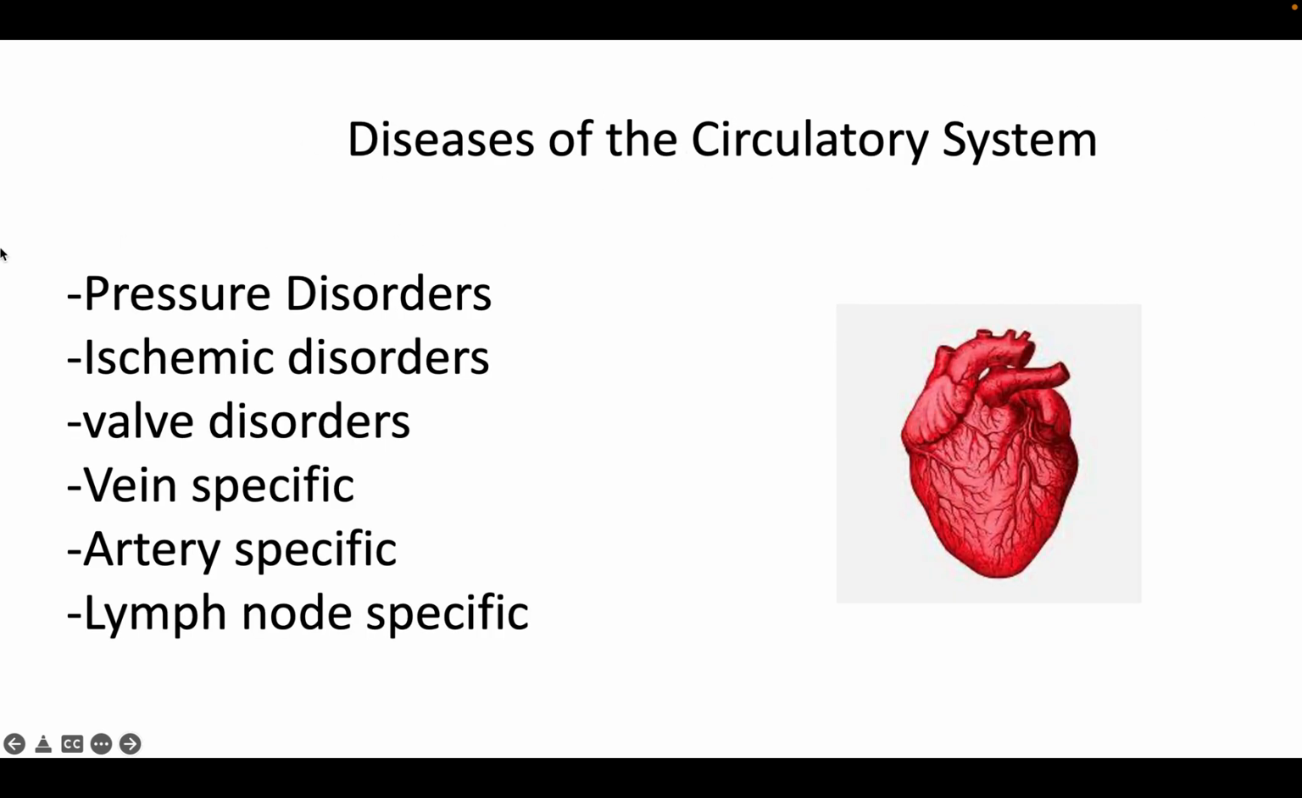Diseases of the circulatory system, so that encompasses all veins and arteries, the heart, and to some extent the interface between the heart and the lungs. So pressure disorders, things like hypertension or hypotension, just disorders with blood pressure. Ischemic disorders are all about oxygen-rich blood not getting to certain places. That is basically how a heart attack happens: there's a clogging of a major artery that's feeding the heart, and it is no longer getting oxygen.